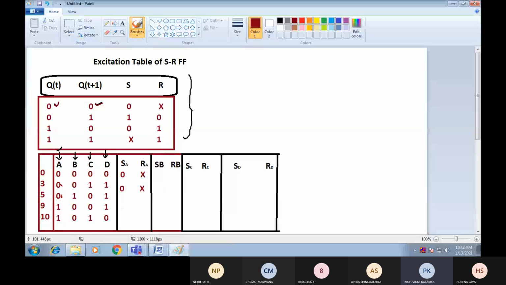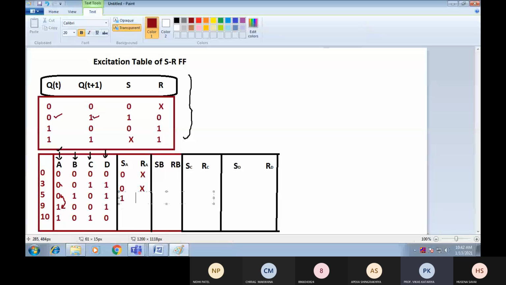Now present state is 0, next state is 1. I hope you are understanding. So in the excitation table, this is the sequence. Present state is 0, next state is 1. So input is 1 and 0. So make this sequence here, 1 and 0.